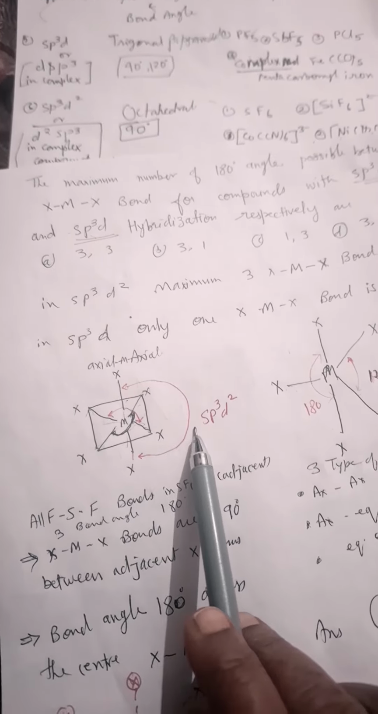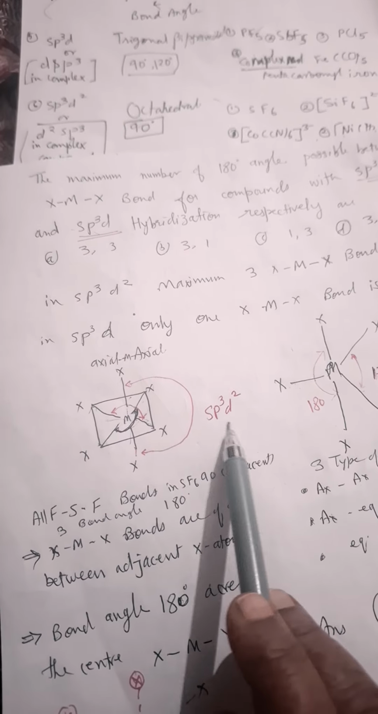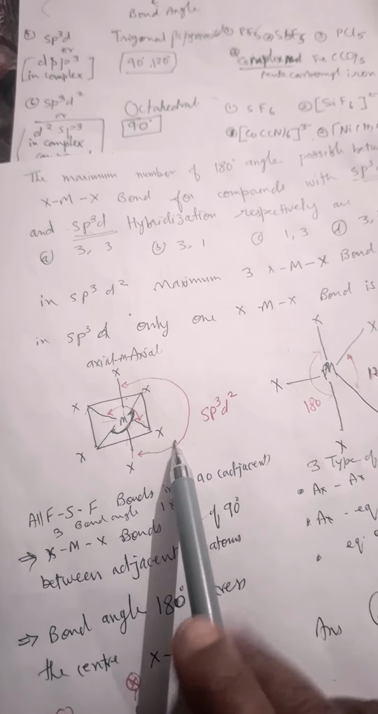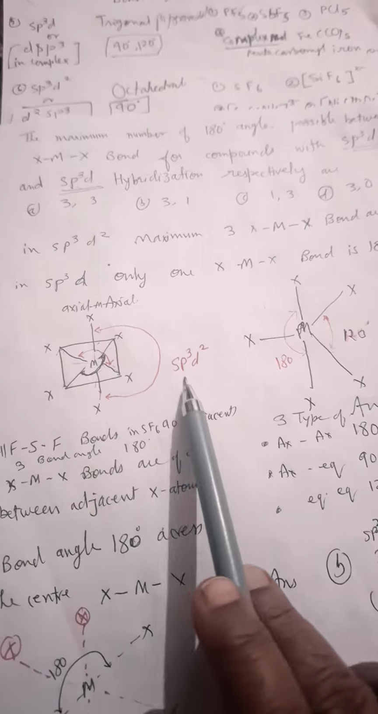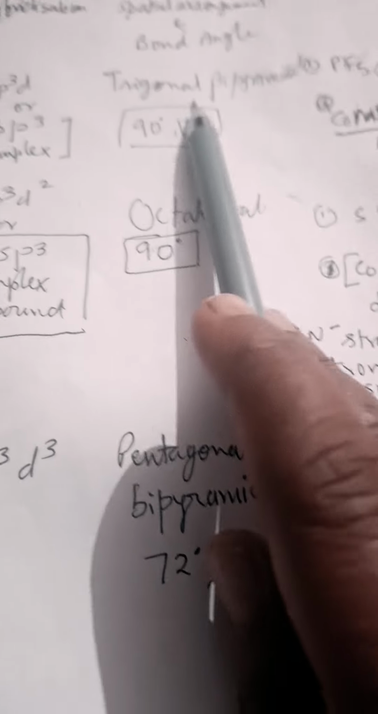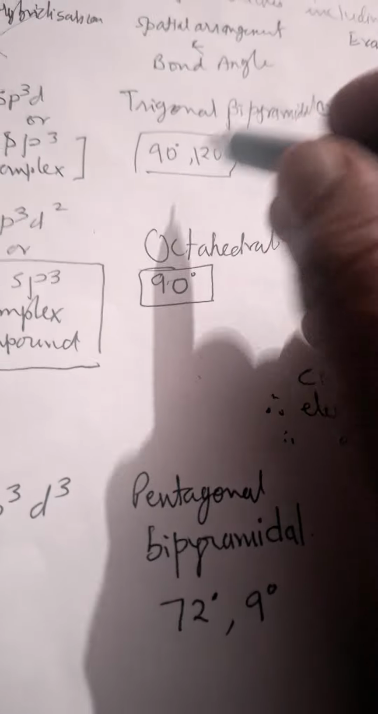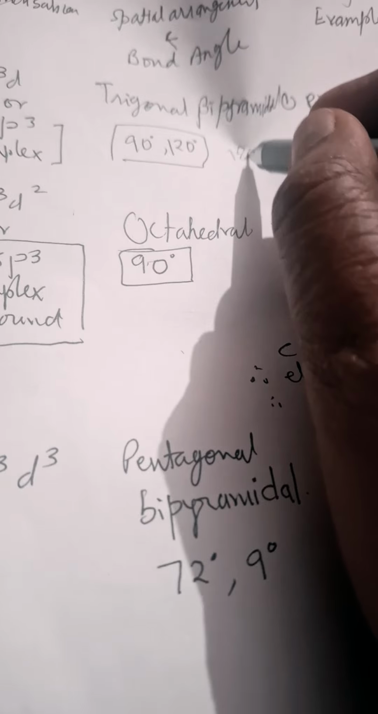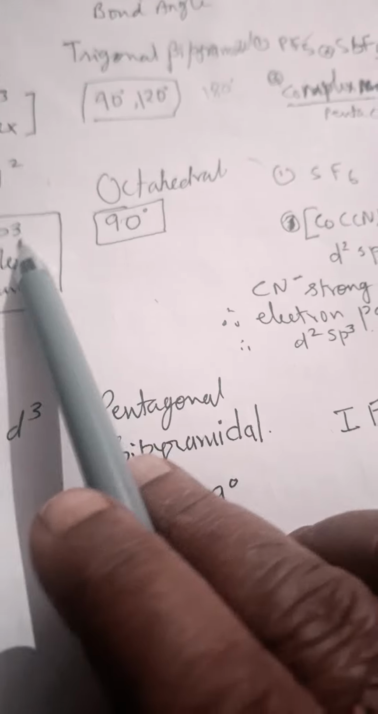You know that it can be sp3d2 or d2sp3. An octahedral shape will be there because all are bonding electron pairs. So we discussed sp3d and sp3d2 structure. Now see here, in trigonal bipyramidal, three types of angles are there: 90 degrees, 120 degrees, and 180 degrees. In octahedral sp3d2, we discussed earlier that there are 12 F-S-F bonds at 90 degrees, and three bonds at 180 degrees.